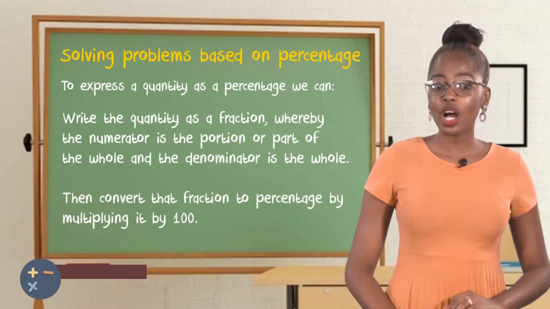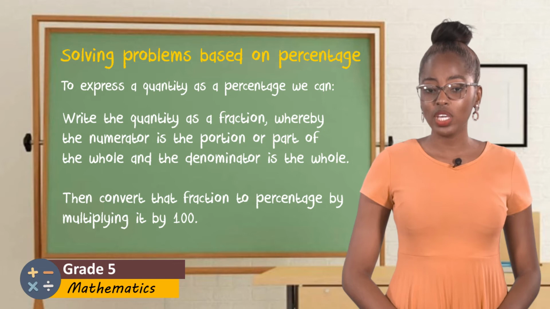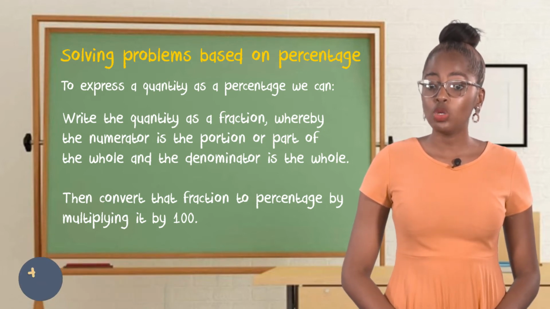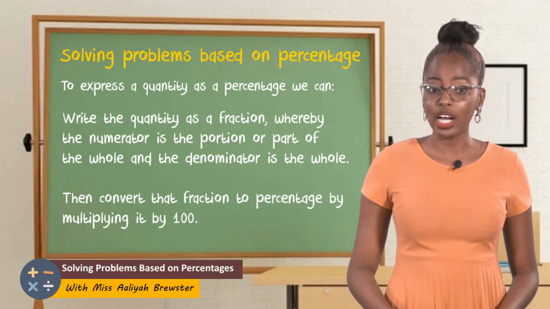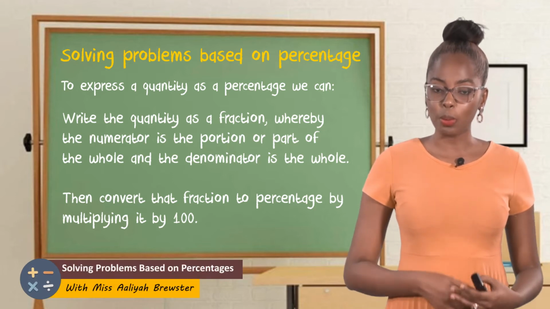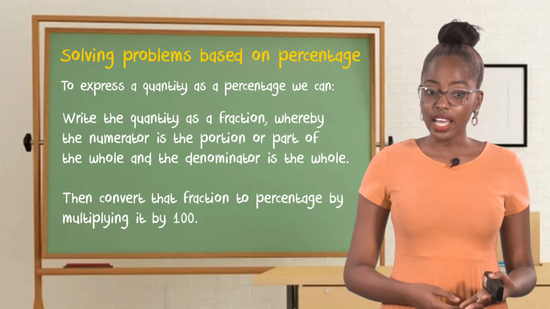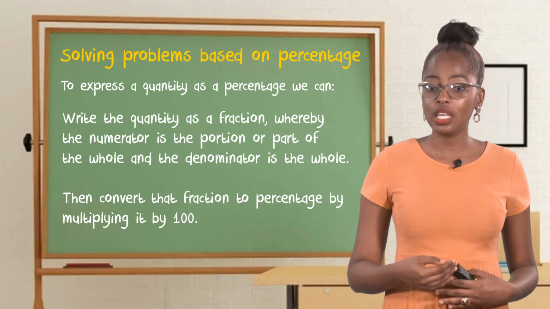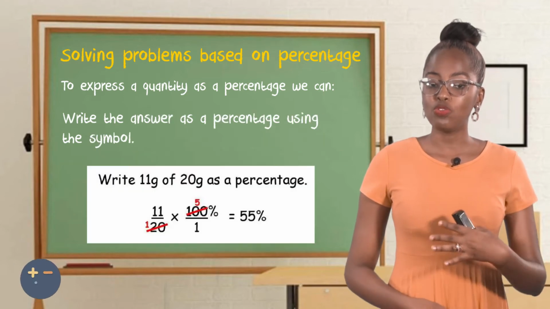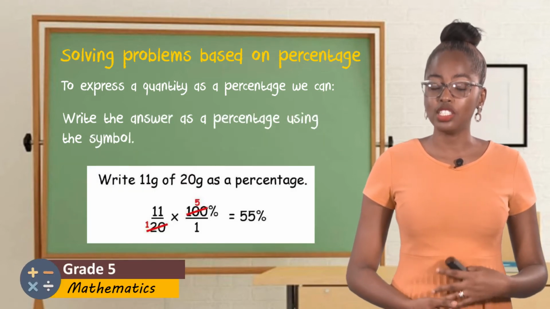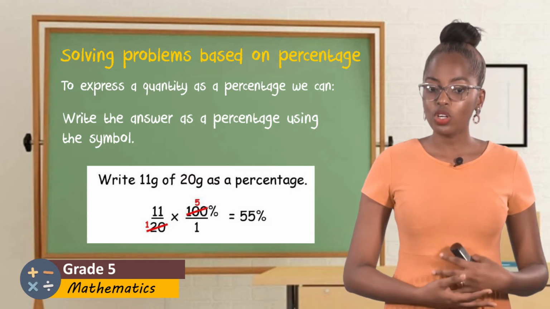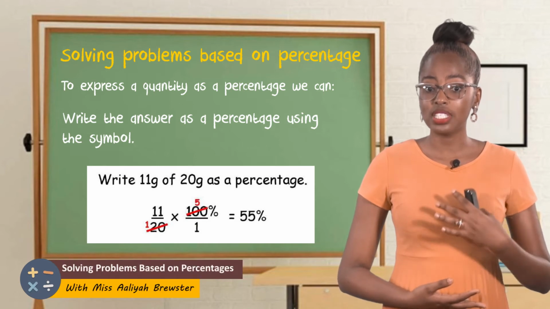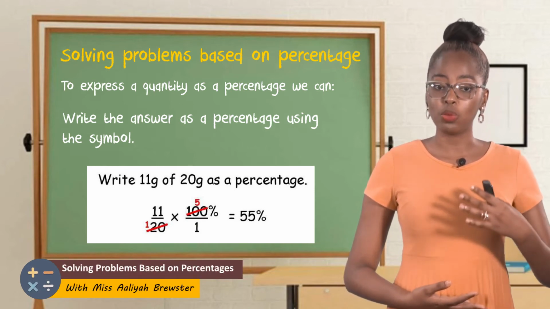To express a quantity as a percentage, we can first write the quantity as a fraction, whereby the numerator is the part and the whole is the denominator. Then we can convert the fraction to a percentage by multiplying it by 100. And then we write the answer using the percentage symbol. If you look on the screen, the working is there below. We're asked to write the percentage of the amount of sugar that was used.